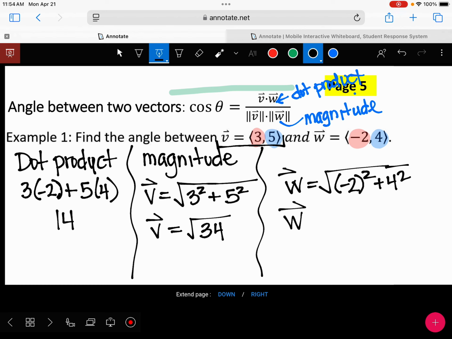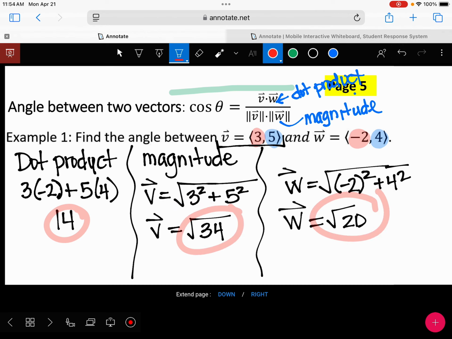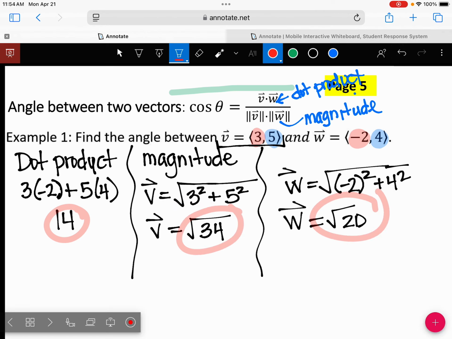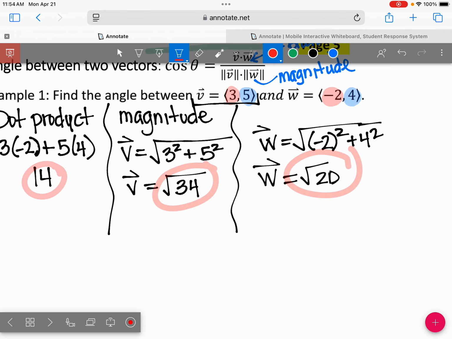So that would be 4 plus 16, which should be 20. So now we're going to use these 3 numbers to find the angle in between vector V and W.